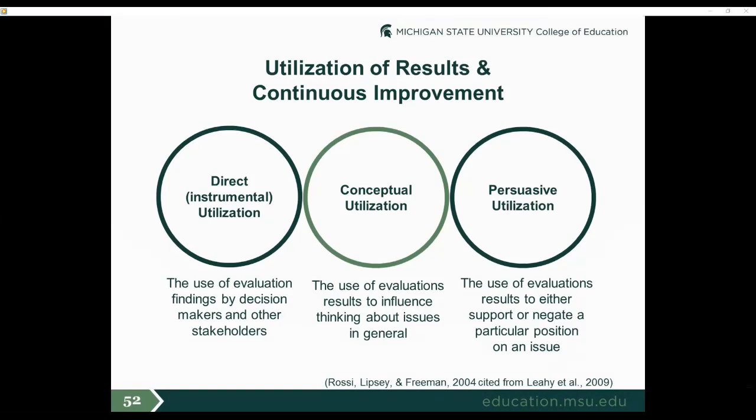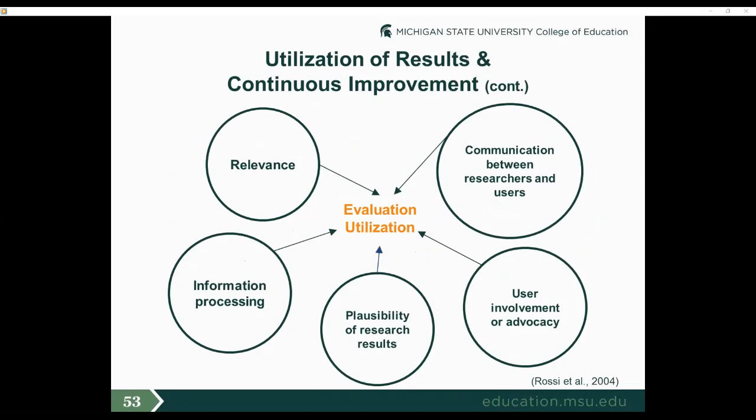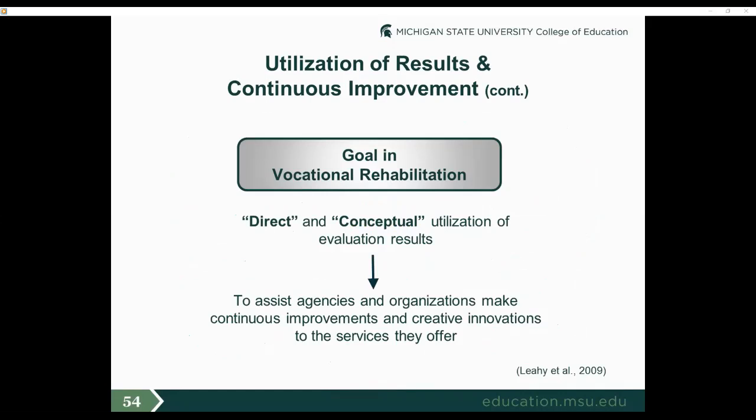Conceptual utilization is another aspect, the use of evaluation results to influence thinking about issues in general. And certainly the latter utilization principle of persuasion, the use of evaluation results to either support or negate a particular position or an issue. This slide by Rossi in 2004 just shows how evaluation utilization is impacted by these various aspects that we've talked about. Here in our own area, the goal of vocational rehabilitation really is direct and conceptual utilization of evaluation results. And this assists agencies and organizations to make continuous improvement and creative innovations in the service that they offer to their customers.